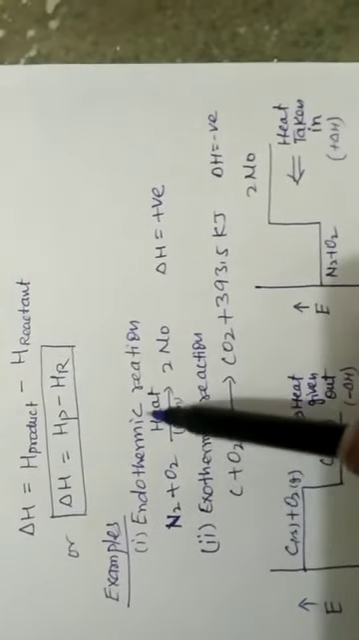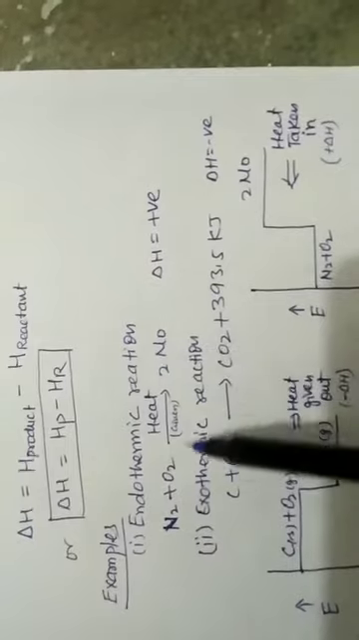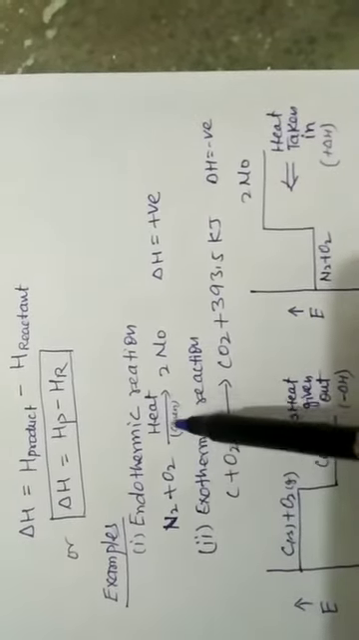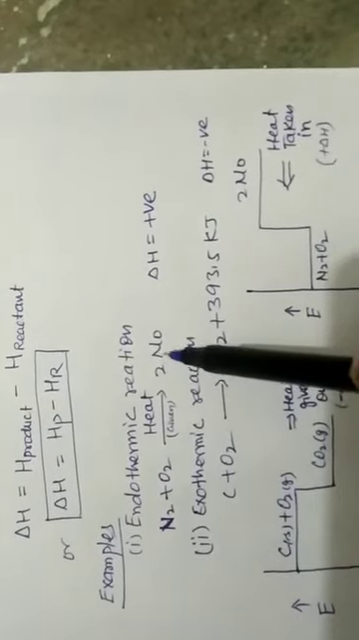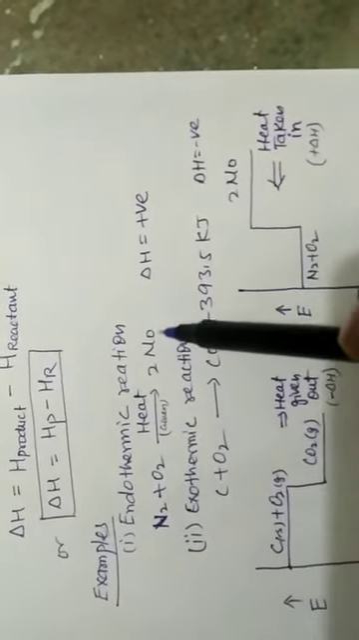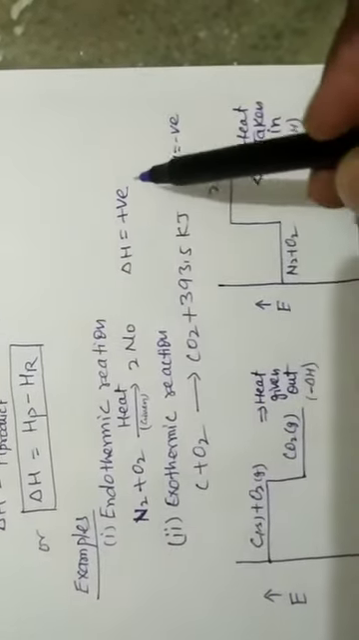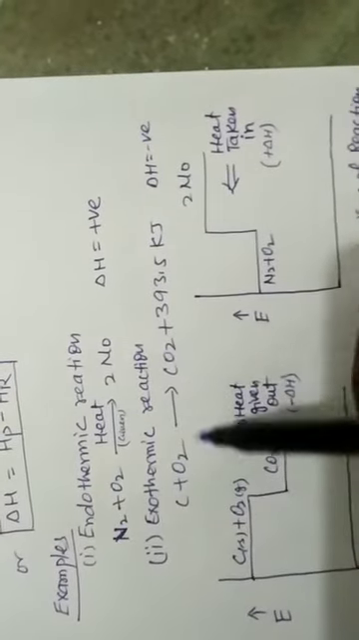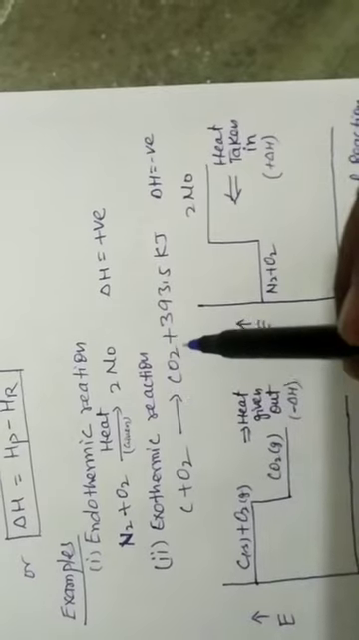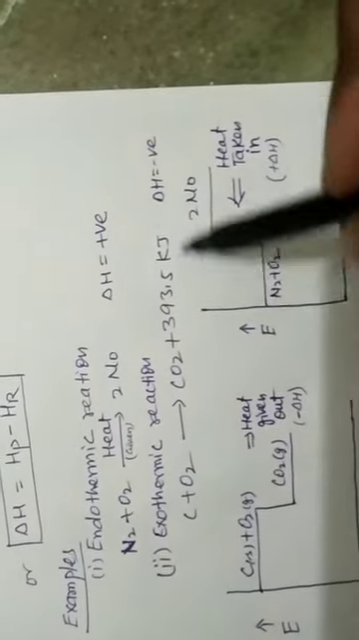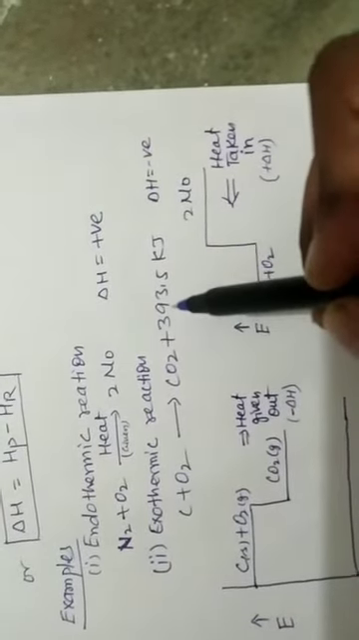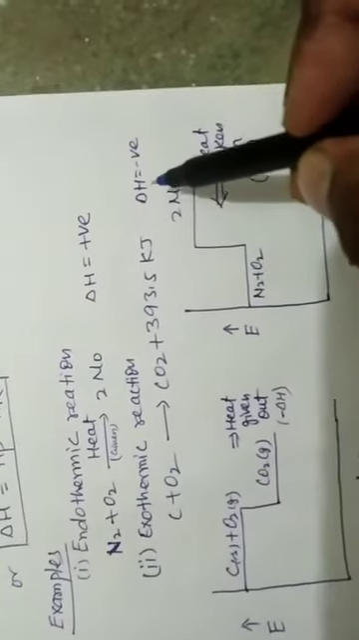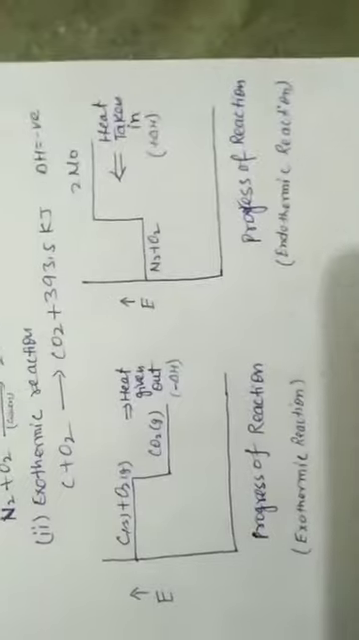Number one, endothermic reaction. N2 + O2 + heat given = 2NO. So here delta H is positive. Number two, exothermic reaction. C + O2 = CO2 + energy, 393.5 kilojoules. So here delta H is negative.